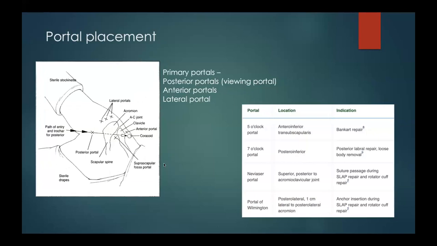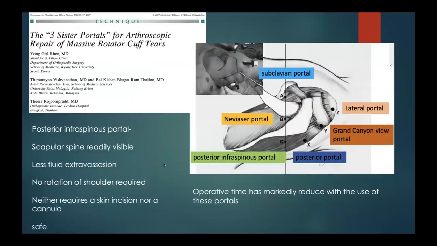Appropriate portal placement. The primary portals are the posterior portal, which is used as the viewing portal, the anterior portal, and the lateral portal. The secondary portals are the 5 o'clock, that is antero-inferior, the 7 o'clock, postero-inferior, the Neviaser portal, superior, posterior to the acromioclavicular joint, and the portal of Wilmington, postero-lateral, 1 centimeter lateral to the posterolateral acromion.